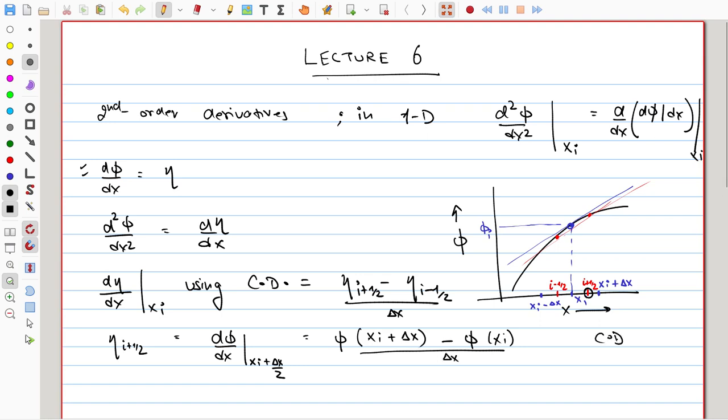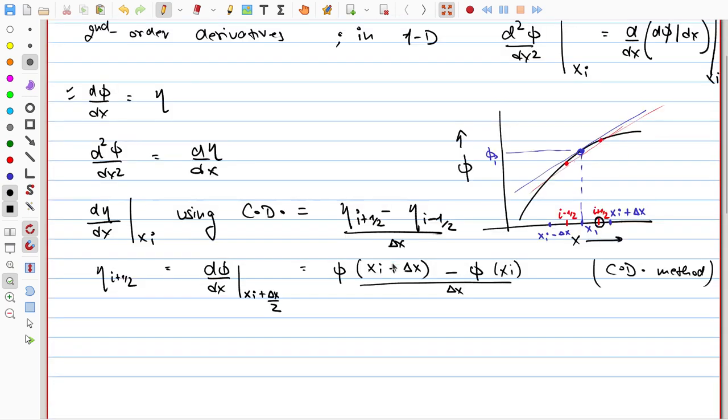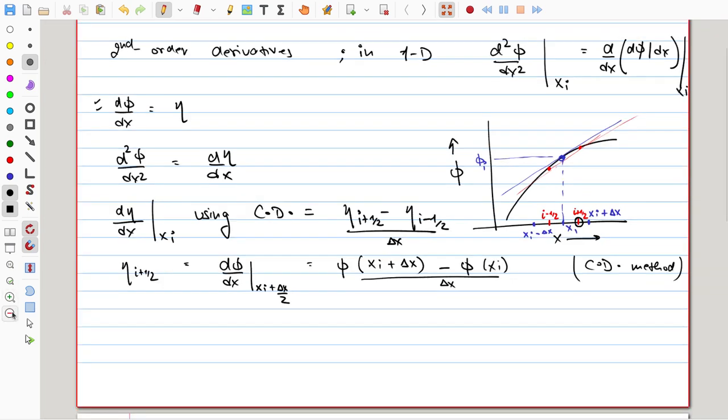So this is again the center difference method. Center difference says that you take a point forward and a point backward, and then you divide that by the size of the interval of that particular situation. Similarly, eta at this boxed point that I have just shown, at xi minus delta x by 2, can again be expanded using the center difference method.